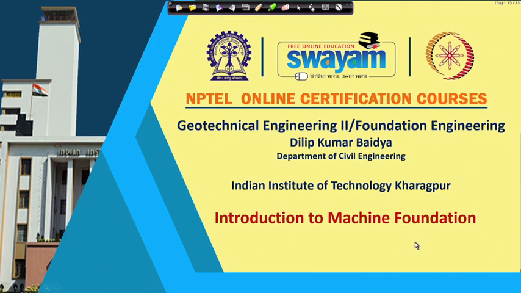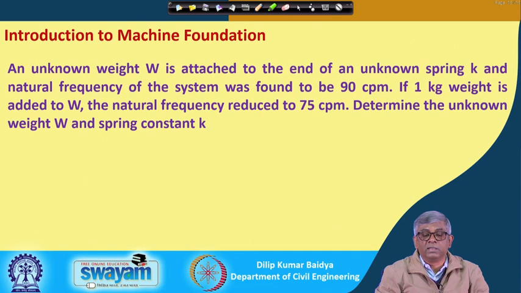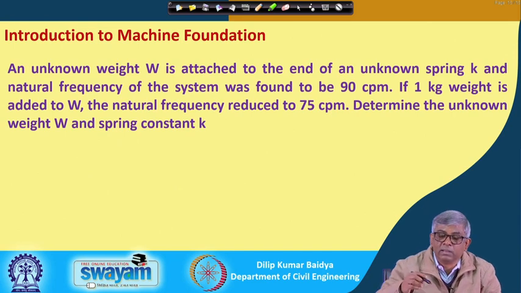Let me see the first problem. You can see an unknown weight W is attached to the end of an unknown spring K. That means both mass and spring are unknown, and the natural frequency of the system was found to be 90 CPM, cycles per minute. If 1 kg weight is added to W, the natural frequency reduces to 75 cycles per minute. Determine the unknown weight W and the spring constant K.